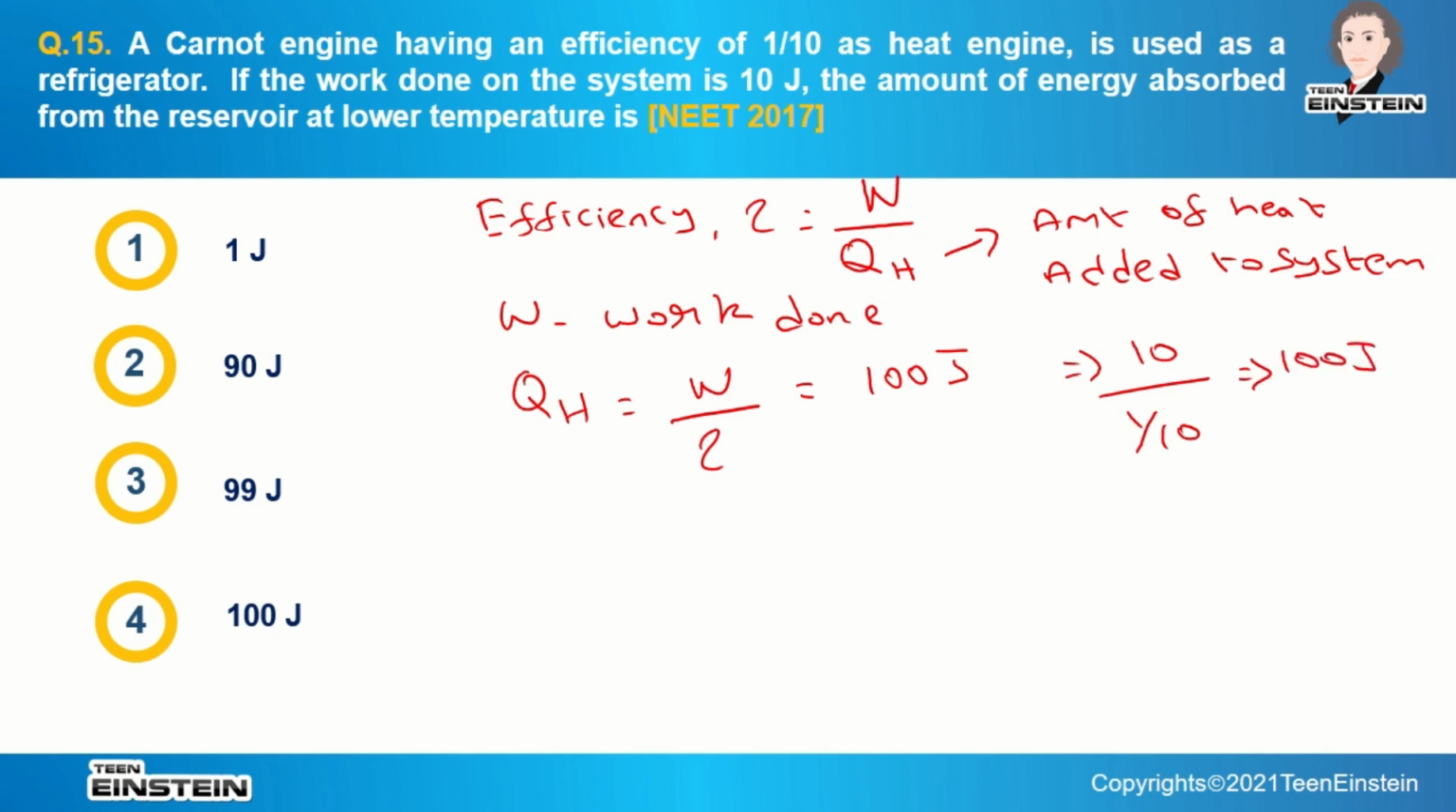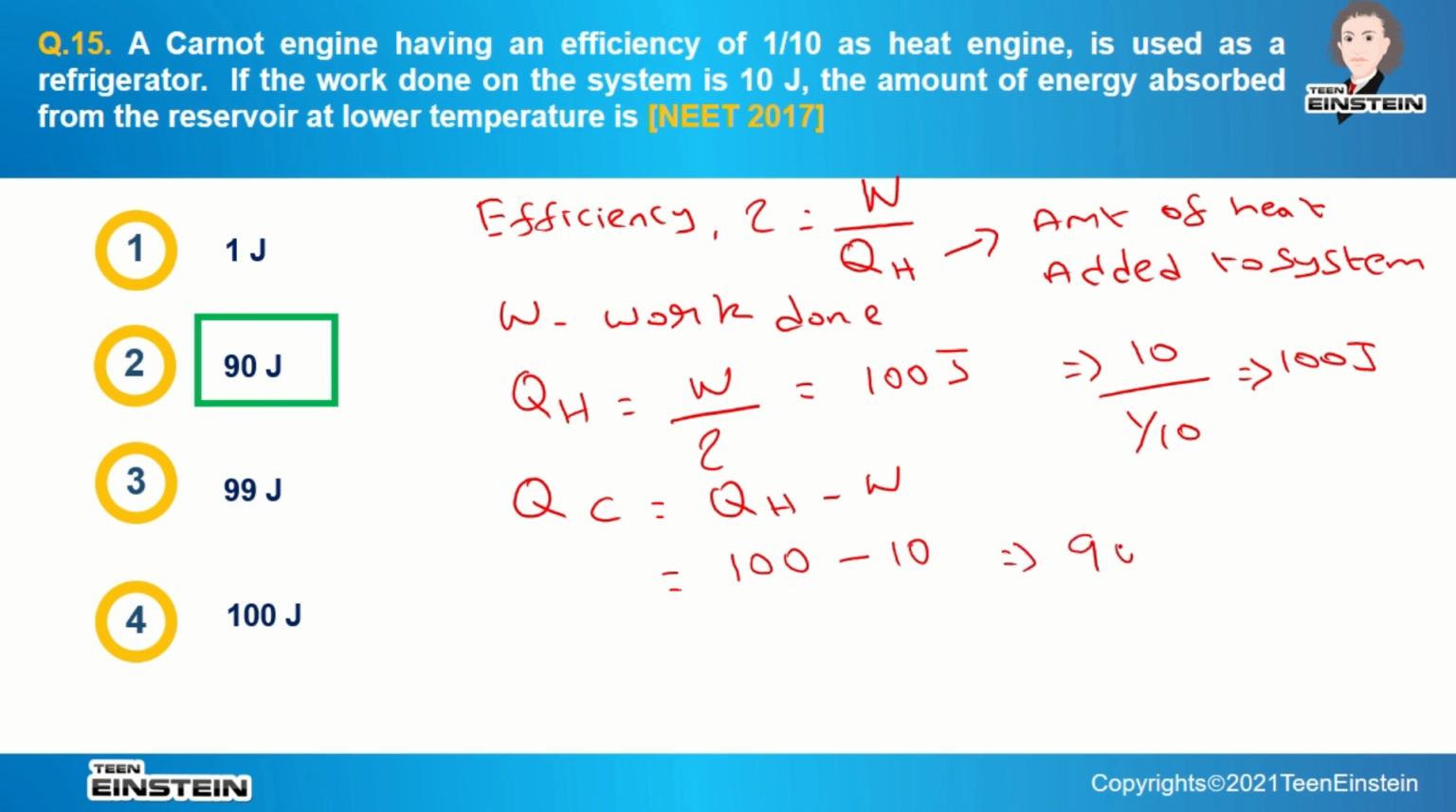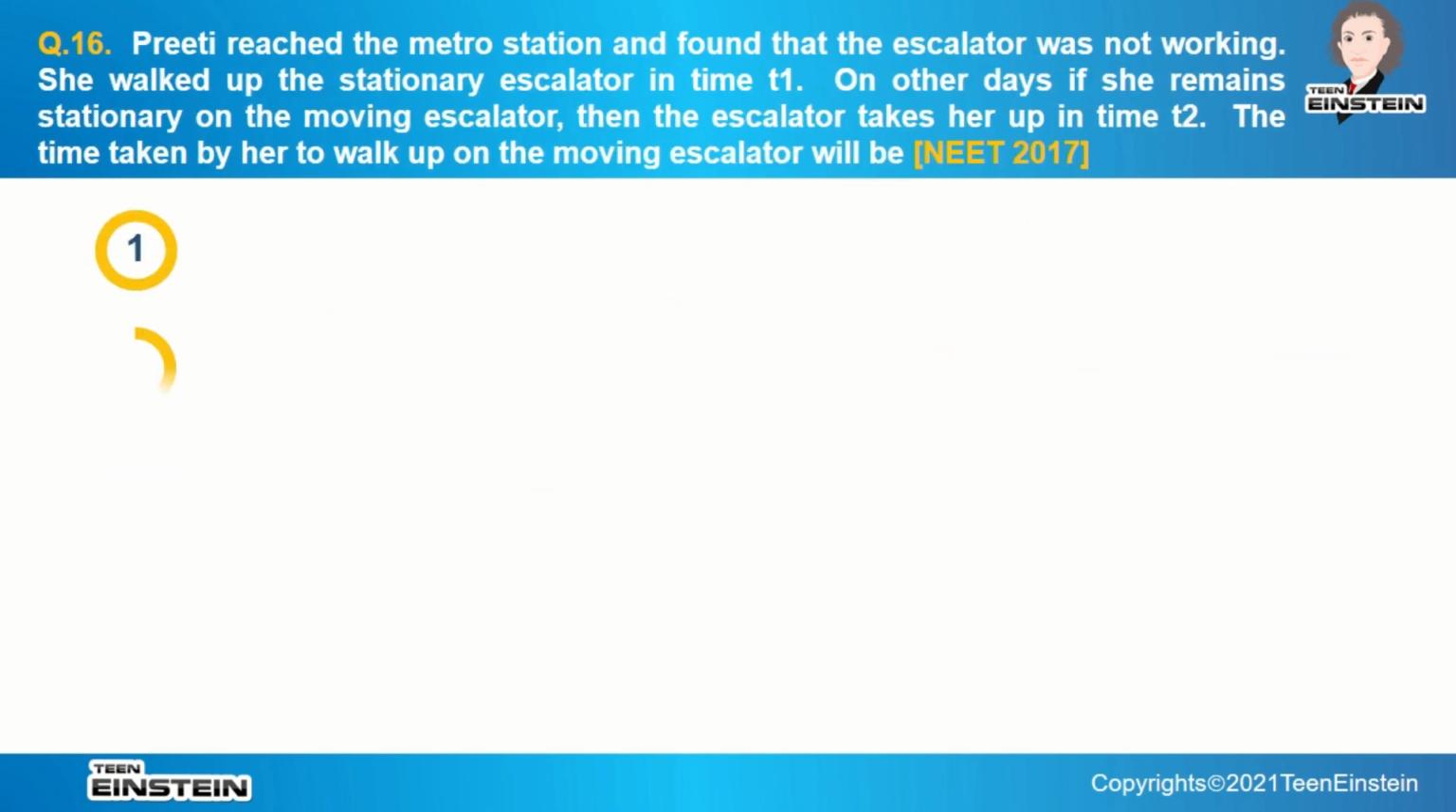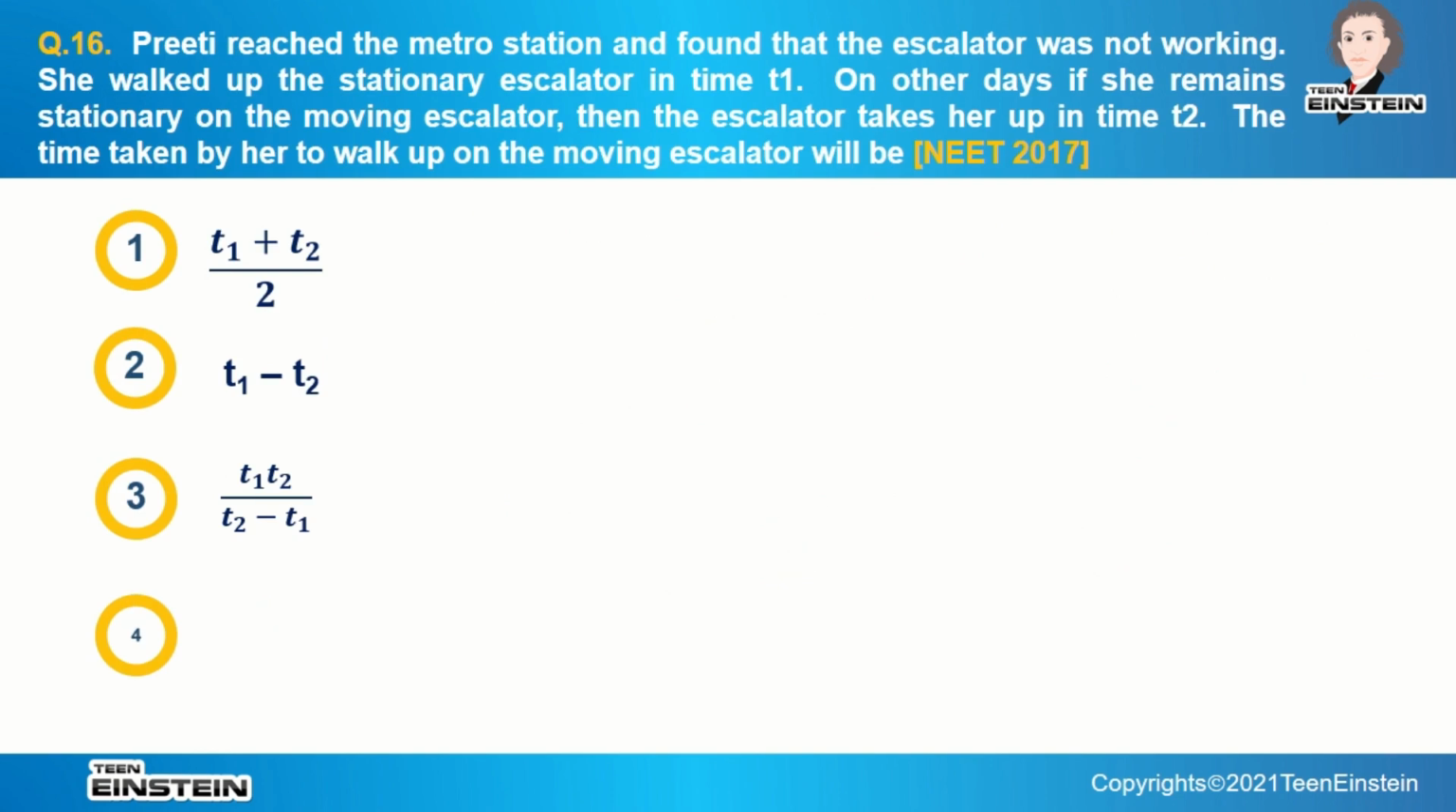Now you have to find out the QC value, which is given by QC equal to QH minus W. So you have to know how much energy has been absorbed by the system. QH here is 100 minus the work done, 10 joules, so it will become 90 joules. So the amount of energy absorbed from the reservoir at low temperature is 90 joules. Okay, so now let us move on with the next question.